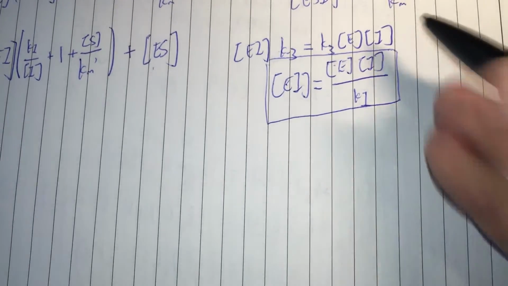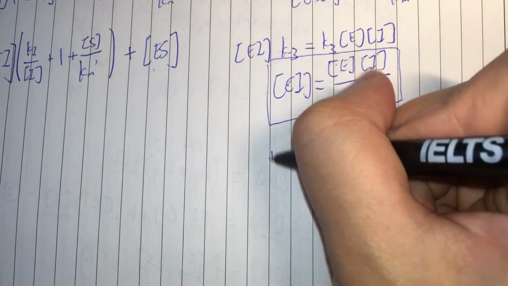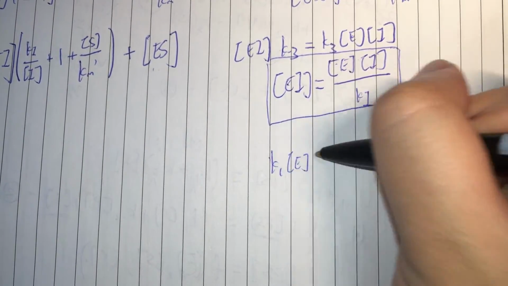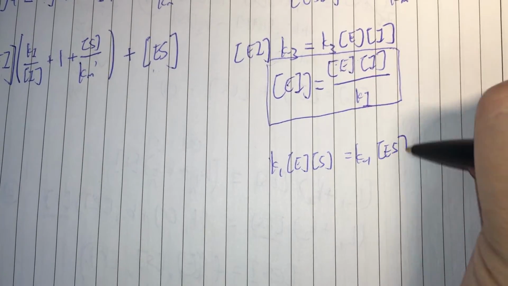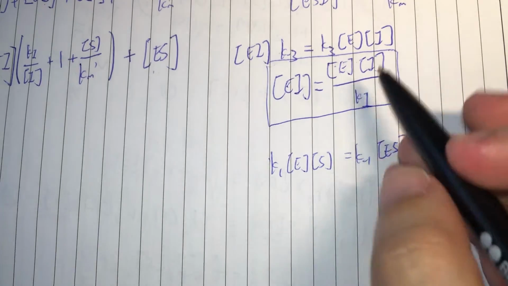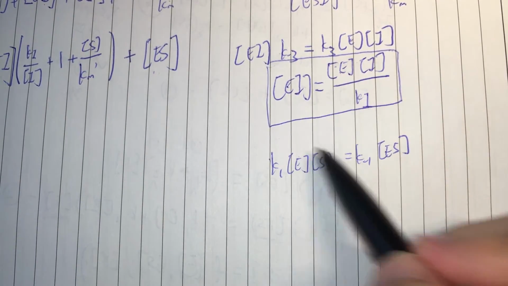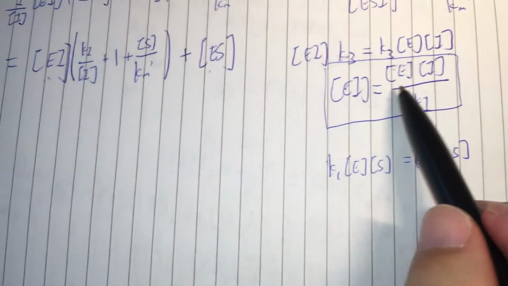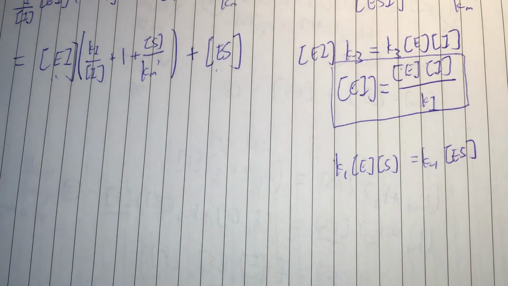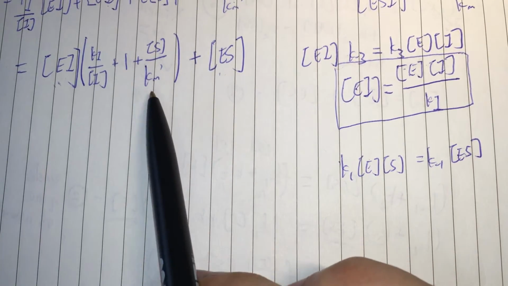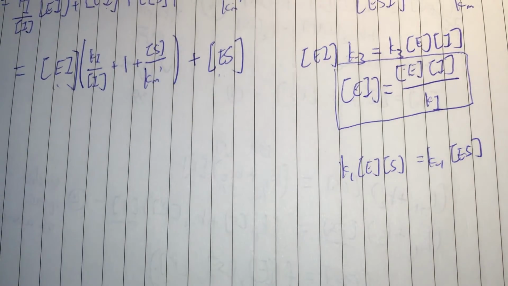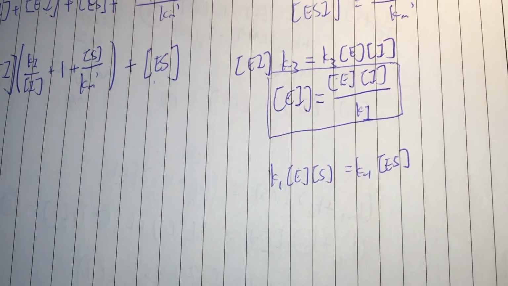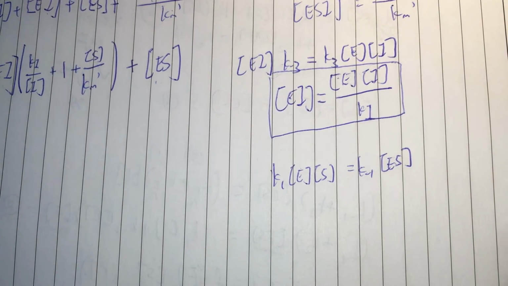So, we'll have K1 E into S equals K minus 1 into ES. So that connects my E to ES. So that will eliminate every variable except the ones we want, which are the Ki terms, the I and the S, and the ES in that sense.